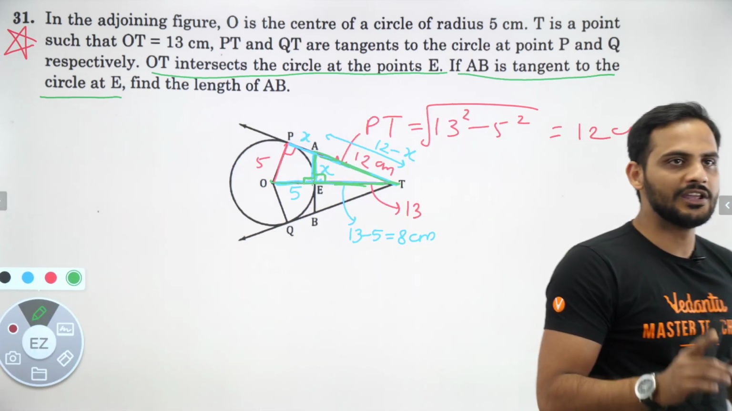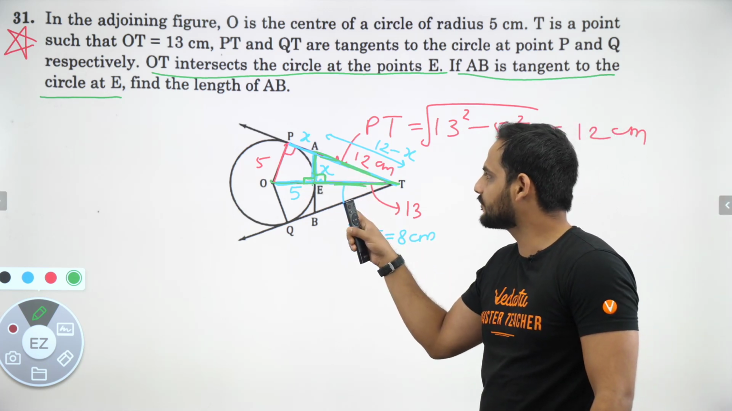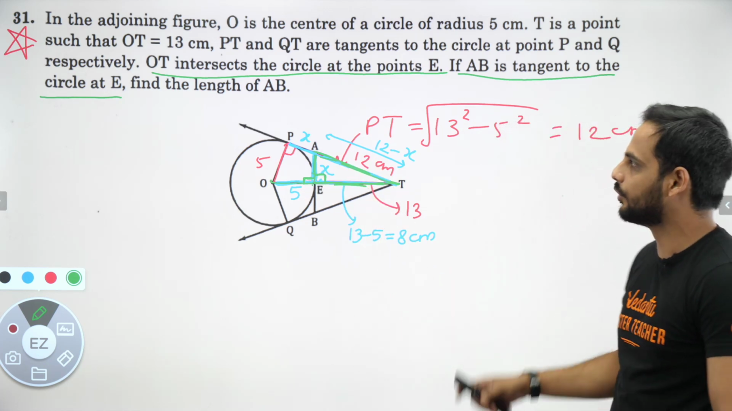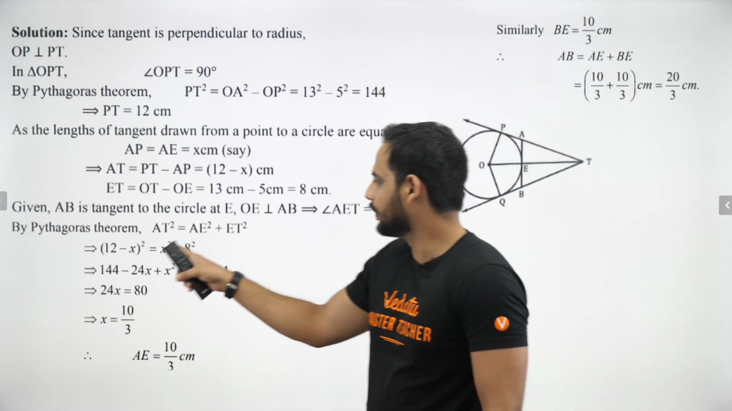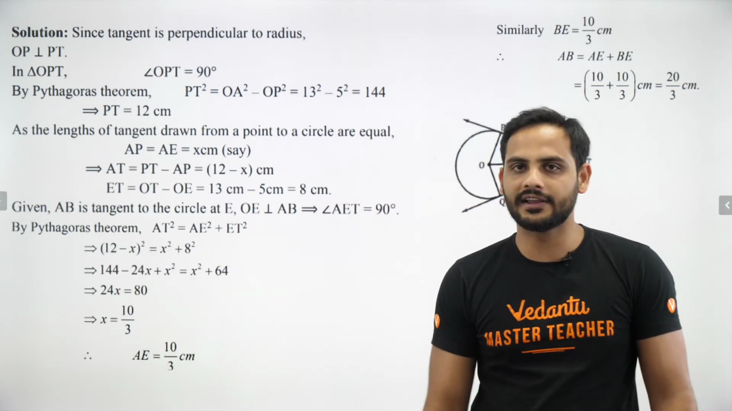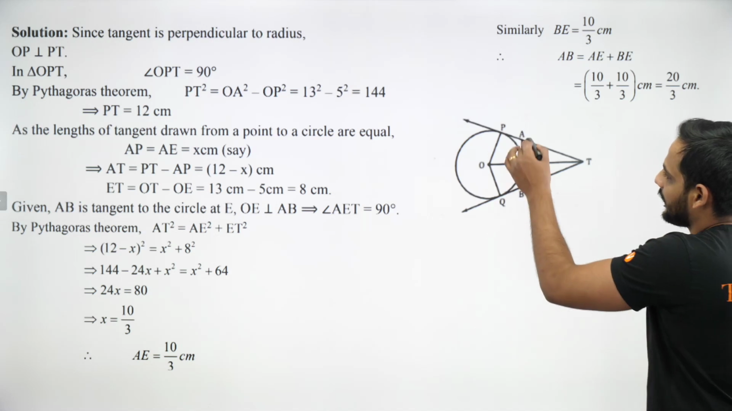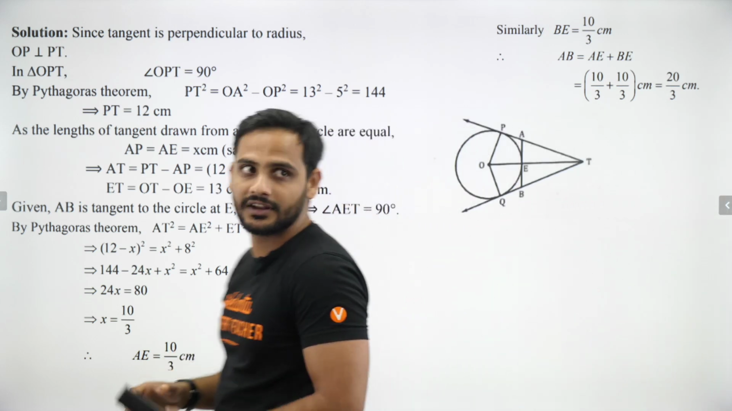In this right angle triangle, use the Pythagoras theorem. How will you use it? x square plus 8 square is equal to 12 minus x whole square. Solve this part, you will get x is equal to 10 by 3. Now AE and BE will both be equal, so BE will also be 10 by 3. So the overall length of AB will be 20 by 3 centimeter.